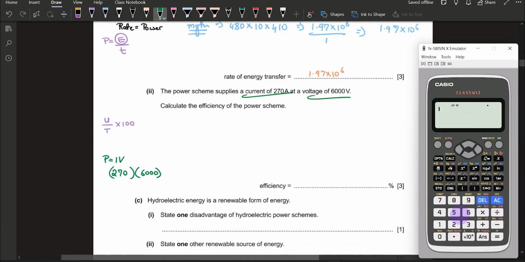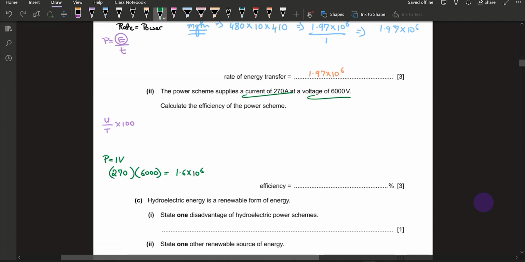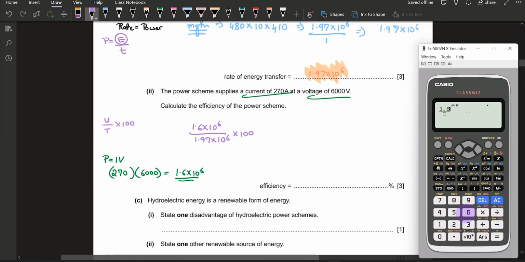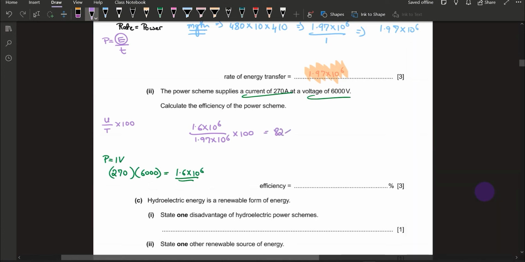So we can find out our useful power, which is going to be 270 into 6000, which is going to give us our answer as 1.6 into 10 raised to power 6. We found out our useful power. We have our total power, which we calculated in the first part, and we can just divide both of these and multiply with 100. So our useful, which is 1.6 into 10 raised to power 6, divided by 1.97 into 10 raised to power 6 into 100, is going to give us our answer as 82 percentage. So it's going to be approximately 82 percentage.